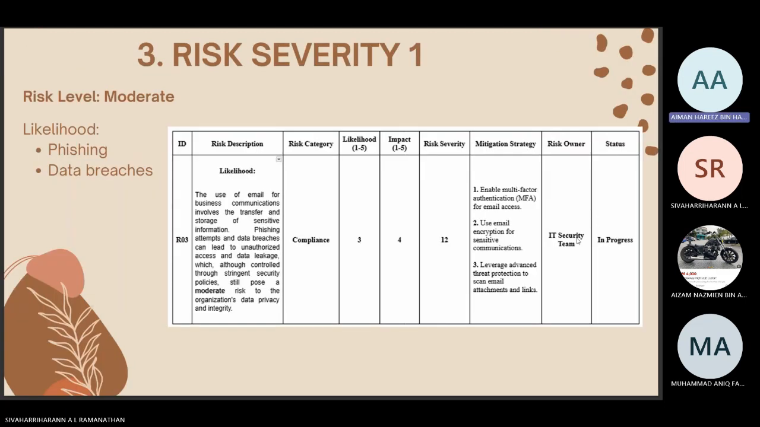The third risk is a compliance risk, RO3, related to the use of email for business communications, where the likelihood of unauthorized access and data leakage is considered moderate despite stringent security policies.